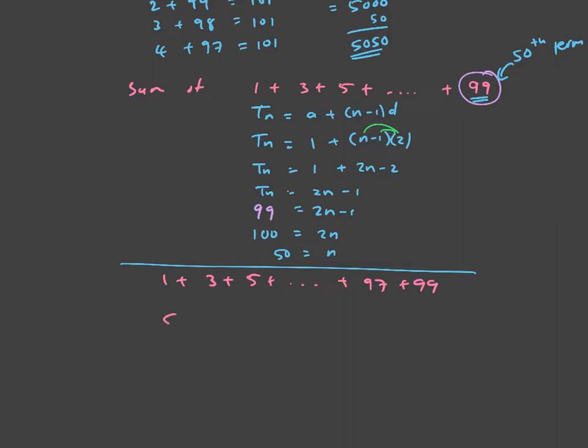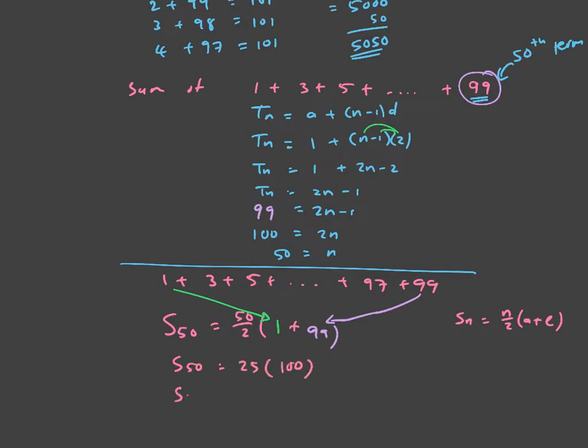Well, we're going to find the sum of the first 50 terms. Remember, Sn is equal to n over 2 times the first term plus the last term. So the sum of the first 50 terms is 50 divided by 2, n is 50, right? The first term is equal to 1, and the last term is equal to 99. What is that equal to? The sum of the first 50 terms is going to equal 25 times (1 plus 99), which is 25 times 100, which is 2,500.